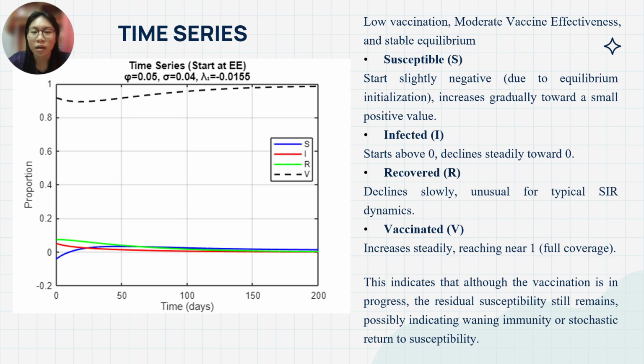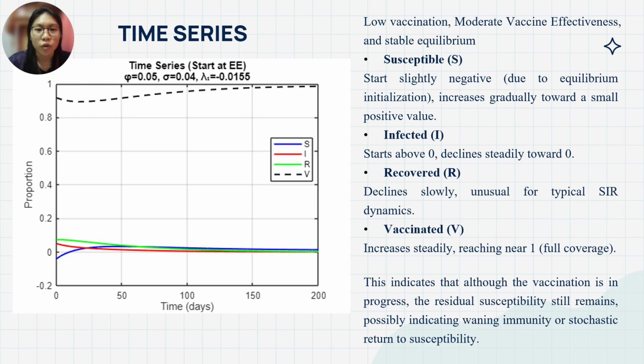We can see that susceptible begins from a slightly negative point and increases gradually toward a small positive value when the vaccinated proportion decreases. Then the infected proportion in the endemic state will not be zero, so it starts above zero and declines steadily toward zero after receiving a strong vaccine. The susceptible proportion is higher than the infected proportion from around day 20 onwards. In this case, the recovered proportion declines slowly.